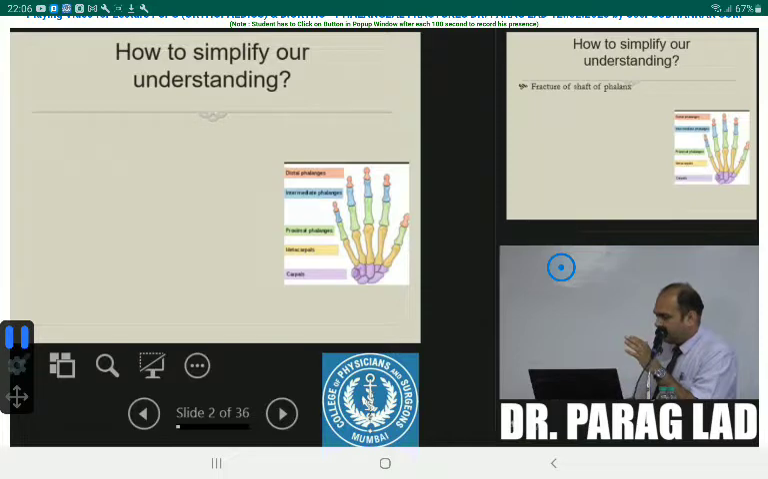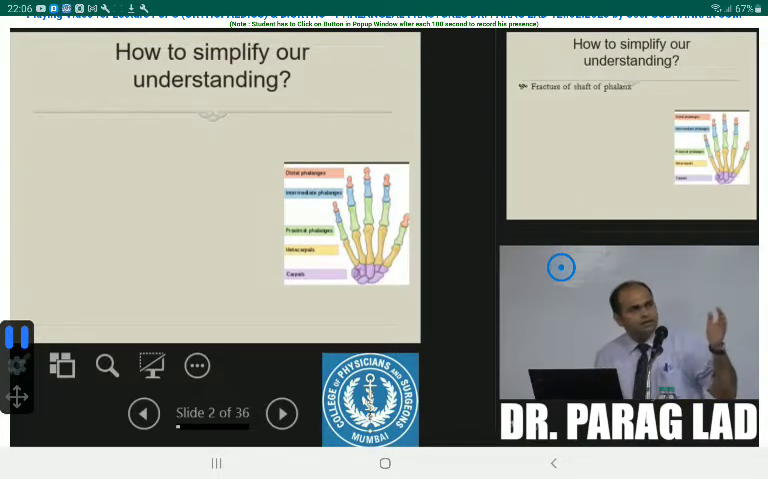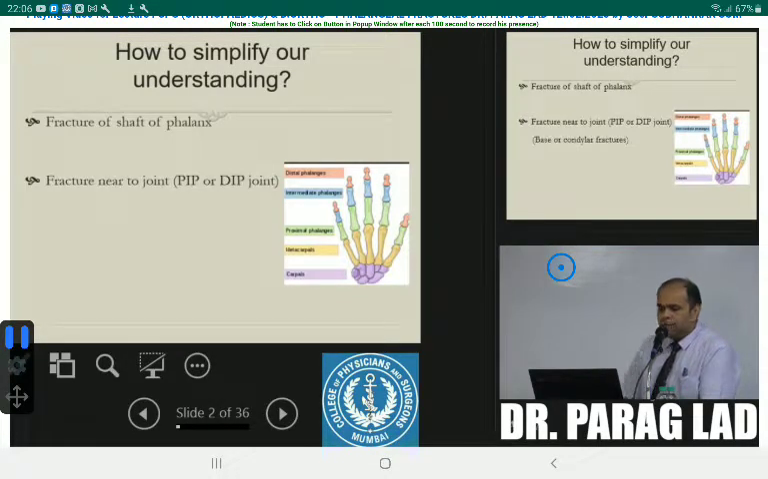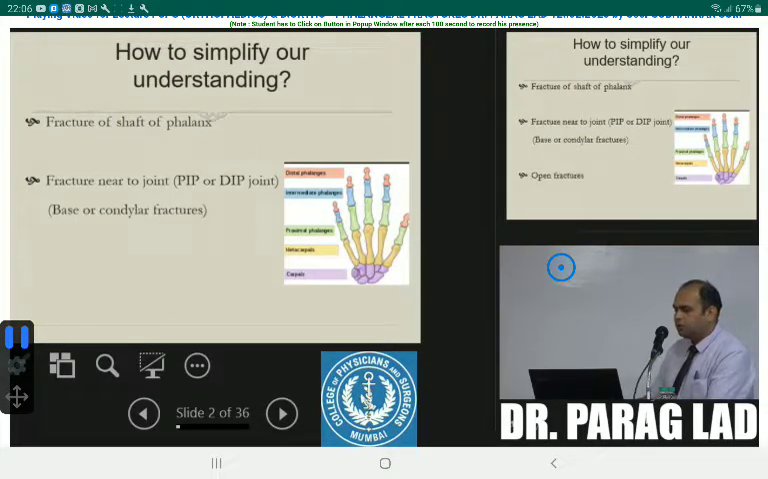Now, to simplify our understanding, first of all, let us understand that every digit has 3 phalanges. Distal phalanx, middle phalanx, proximal phalanx, then we have metacarpals, and then we have carpals. I have not included carpal injuries in this talk. So in the phalanx also, either we have fractures of the shaft of the phalanx, or we have fractures around the joint, like the distal interphalangeal joint or the proximal interphalangeal joint. So that is called periarticular fractures.